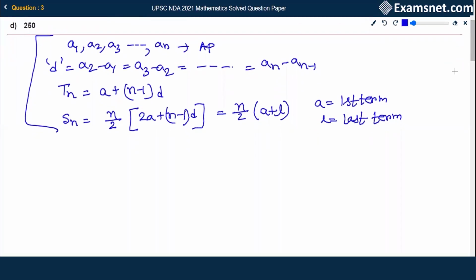Now let's start with the solution. They have given that the first term is 2. So it's given the first term is 2. We can consider the first term as A0. Let's say A0 equals 2. Let's name it equation 1.